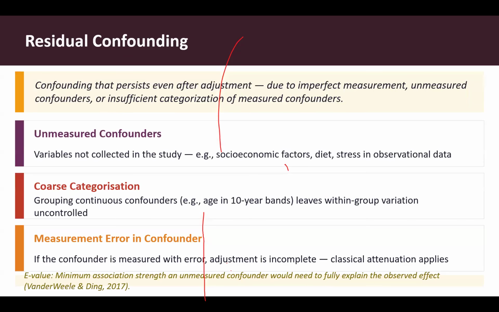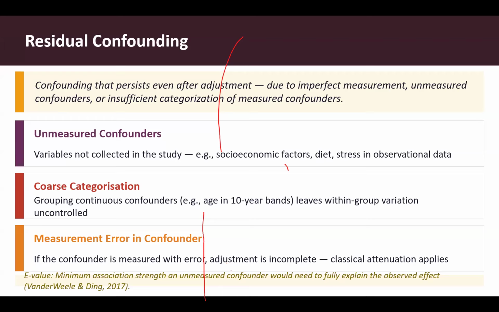Then there is the concept of residual confounding. It is confounding that persists even after adjustment due to imperfect measurement, unmeasured confounders, or insufficient categorization of measured confounders. Unmeasured confounders are those variables that are not collected in the study. For example, if we are collecting information about socioeconomic factors, there can be many socioeconomic factors, not only the salary of the individual. Then there are diet, stress in observational data, etc.